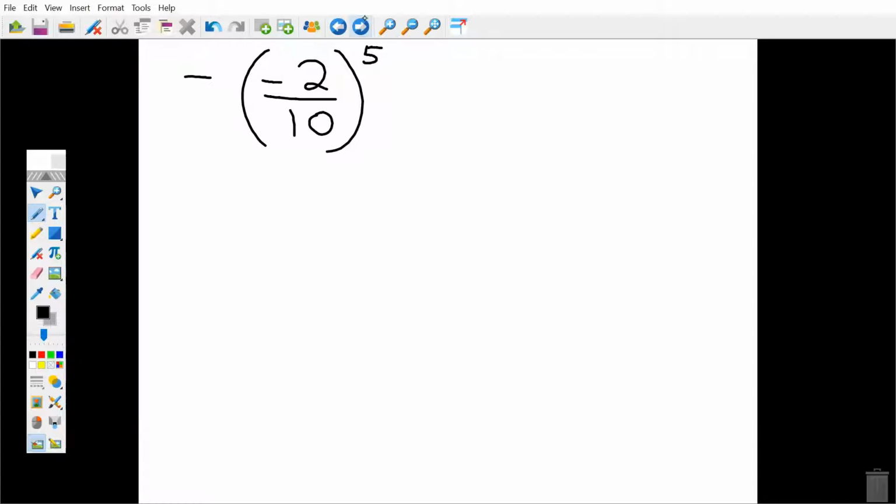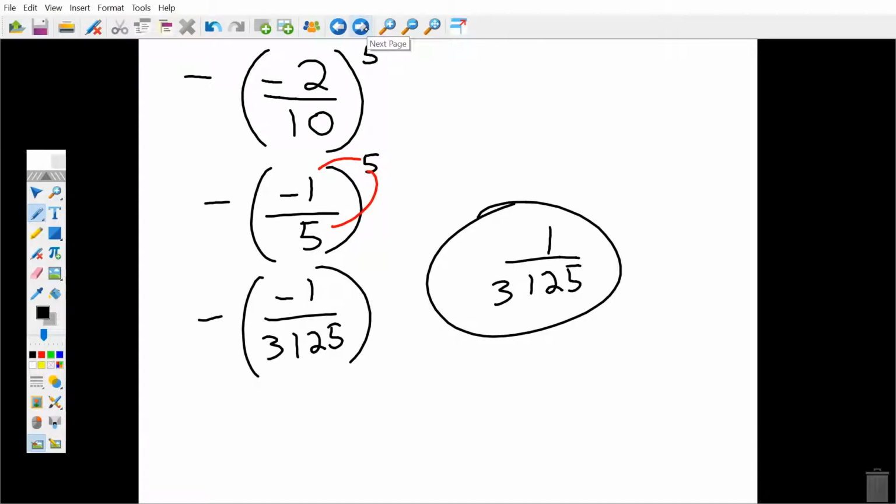And the answer is 1 over 3,125. You get that by simplifying 2 and 10 to 1 and 5, because they can both be divided by 2. Now you distribute the 5 to the top and to the bottom. Negative 1 to the power of 5 is negative 1. 5 to the power of 5 is 3125. Now you have a negative 1 plus a negative out here. A negative times a negative makes a positive. So your answer is 1 over 3,125.